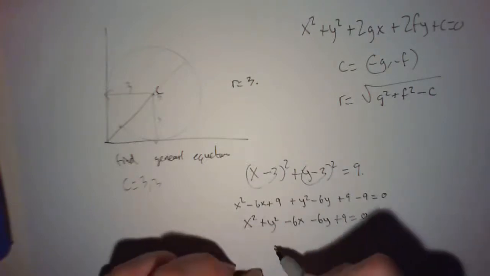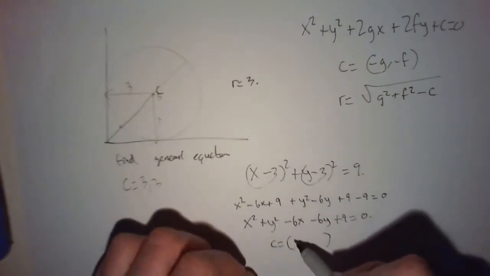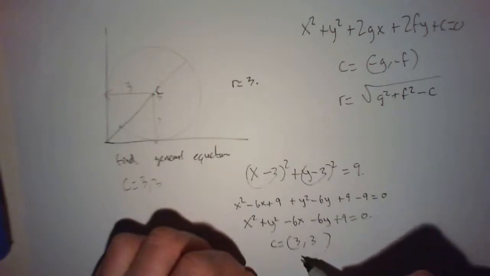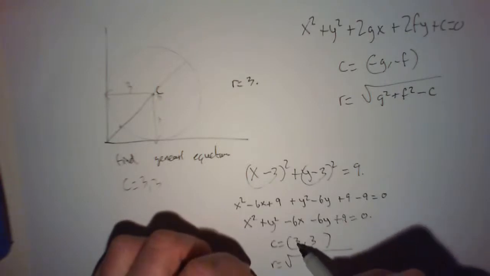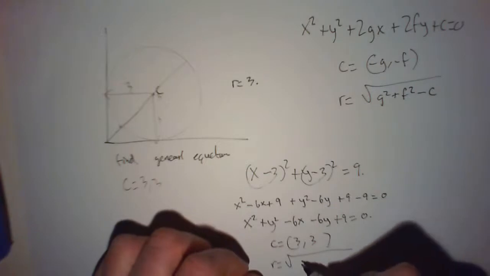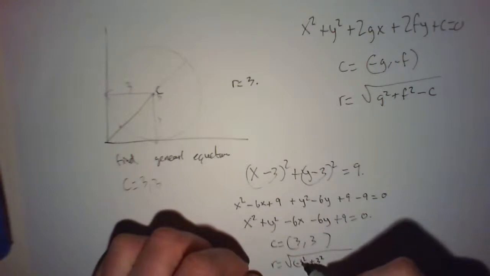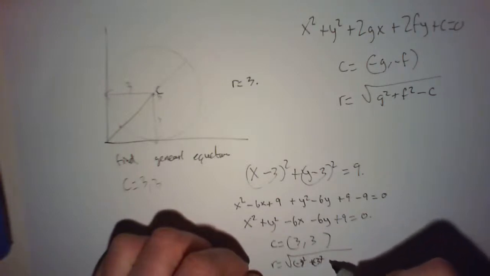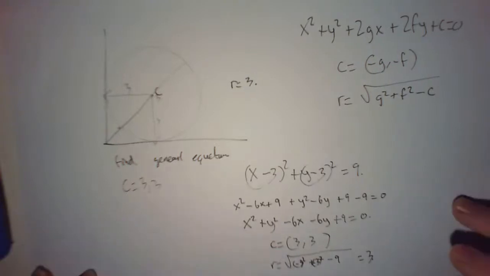Now let's double check, are we right? Let's read the center from this one. The center on this one is half that value and change that sign. Half that value and change that sign. And the radius is the square root of that squared plus that squared minus that. So 9 plus 9 is 18, minus 9 is 9, square root of 9 is 3. It's going to be 3 squared plus 3 squared, minus 9, which is going to be 3. Okay, so it is what it's meant to be.